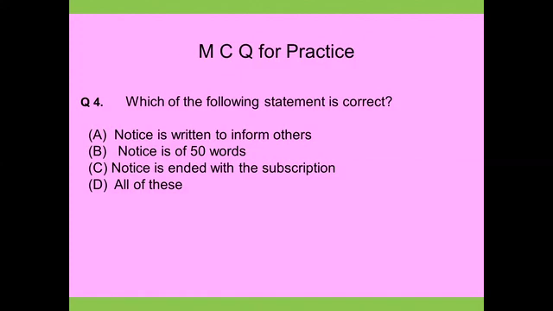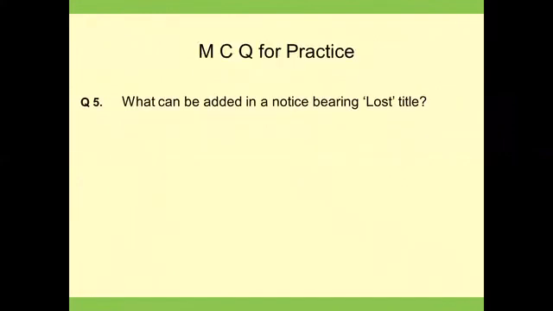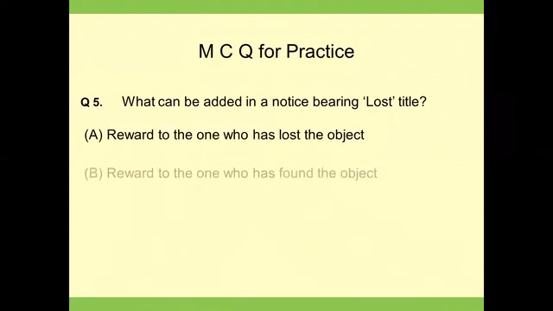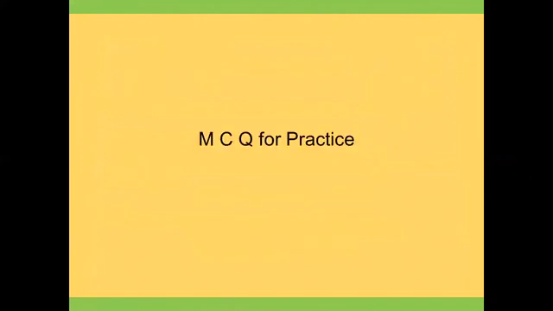The heading will be lost, lost, lost. The name of the school. What can be added in a notice bearing lost title? Somebody was asking for lost. What can be added? Reward to the one who has lost the object, reward to the one who has found the object, or reward to the one who has returned the notice, or all of these. Somebody give me the answer D also. D nahi hai beta. It is B. B, it is reward is promised to the one who finds and returns it. ऐसे नहीं कि फाइन मिलनी भी चाहिए ना तभी तो दोगे. B for Balasinor.